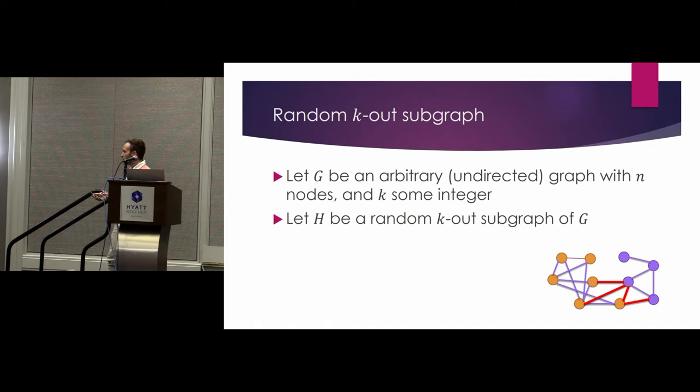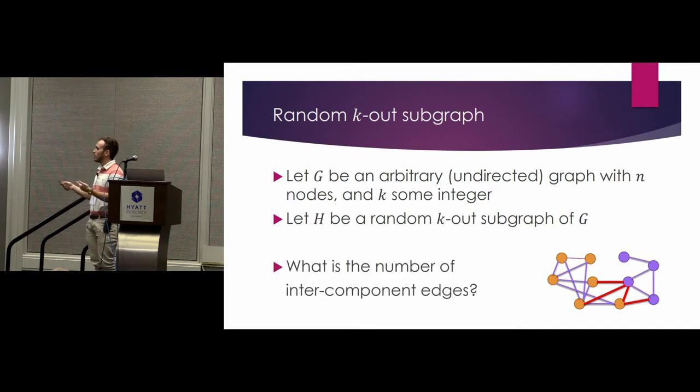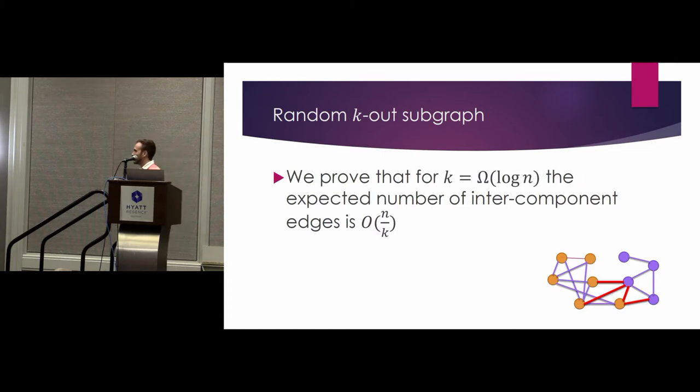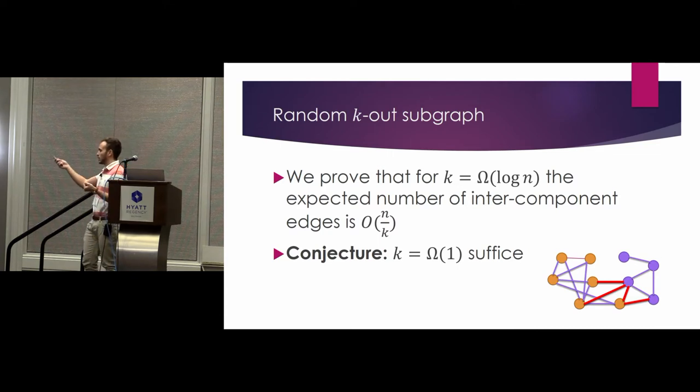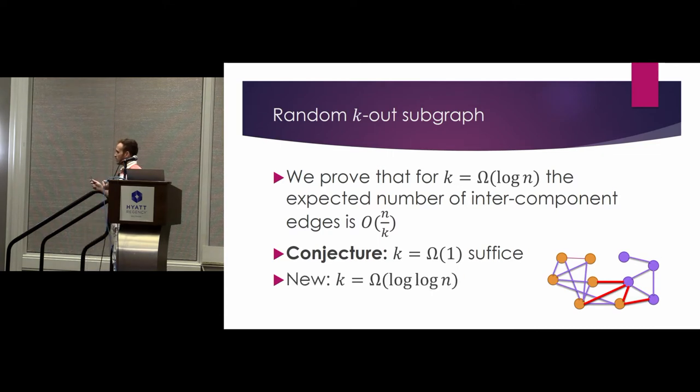So the problem we are trying to consider is bounding the expected number of just these intercomponent edges. You have an arbitrary undirected graph, you have some integer k, and our question is what is the expected number of intercomponent edges. In this paper, we proved that for k larger than some constant times log n, this number in expectation is at most some constant times n over k. And actually, we conjecture that this should be true for k larger than even some constant. And something that is not in the paper, but we can show at this point, is that actually log log n is enough.